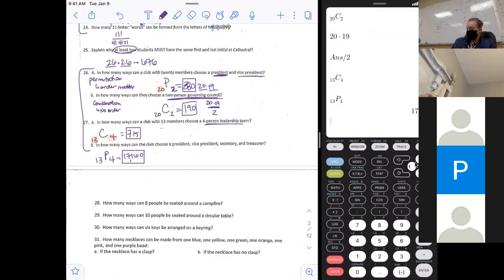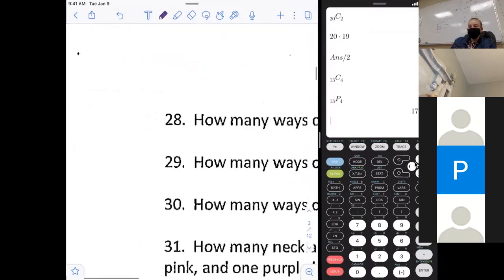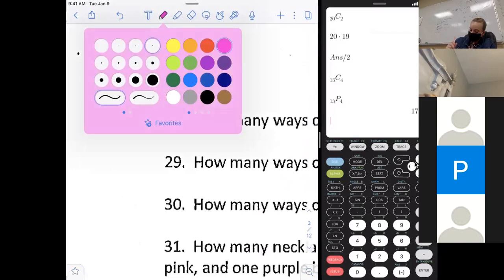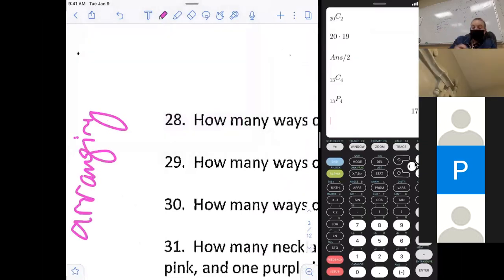Everybody with me? Okay. The last thing that we're going to look at today is organizing in a circle. I guess you could also say arranging. So I used arranging earlier. We're still arranging, so we're still going to use factorial like we did earlier. But when we arrange in a circle, it's a little bit different.